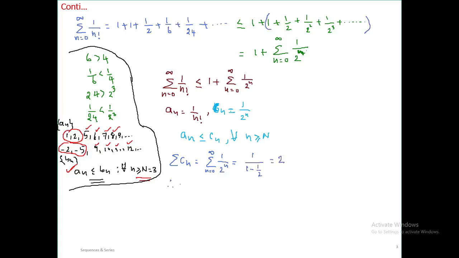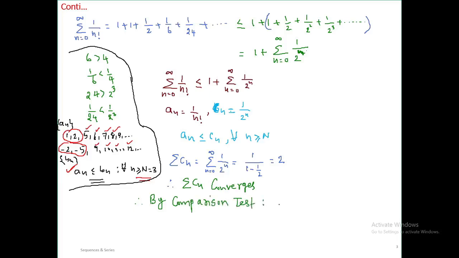So therefore, what can I say now? The series Cn converges. Therefore, by comparison test, we have a convergent upper bound. By comparison test, what can we write here?